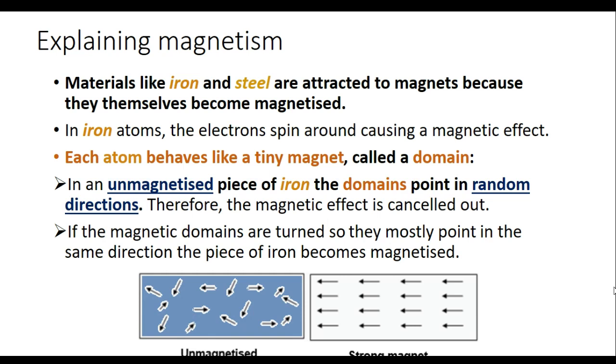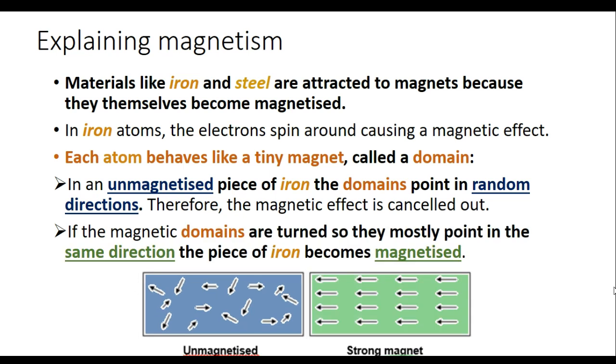You can see the diagram below, that's blue. That shows the domains. The domains are represented by the arrows and they are pointing in all random directions. This means that the magnetic effect is cancelled out. So when the electrons are spinning around, that effect is cancelled out. That then means that the material, the piece of iron, is unmagnetized. So it's not magnetic.